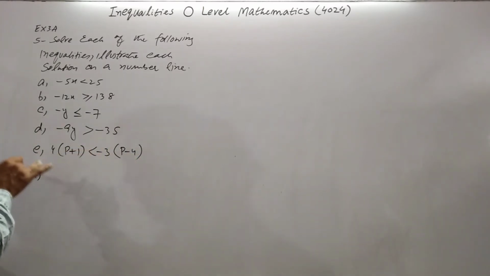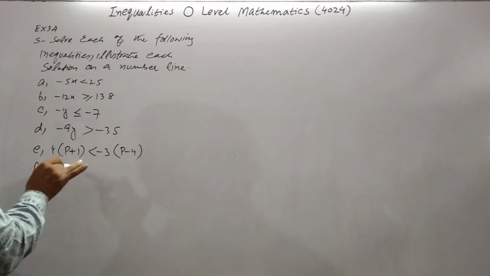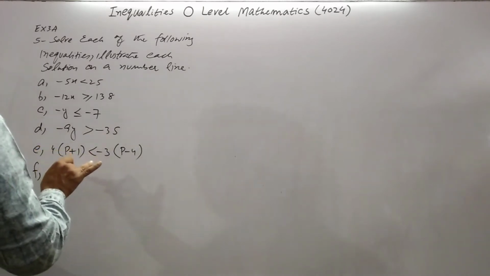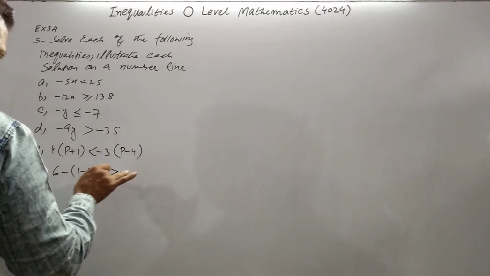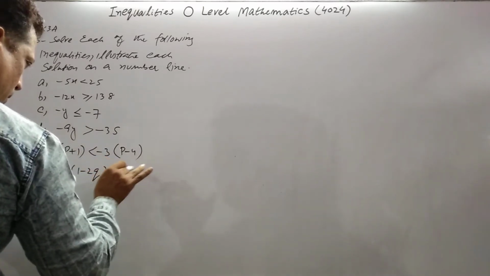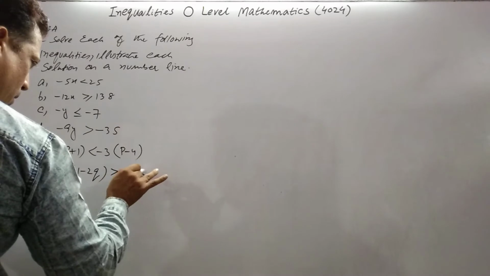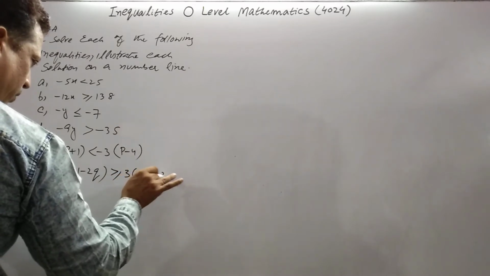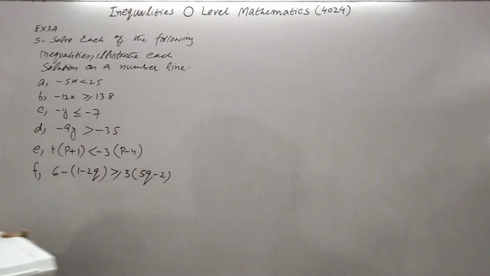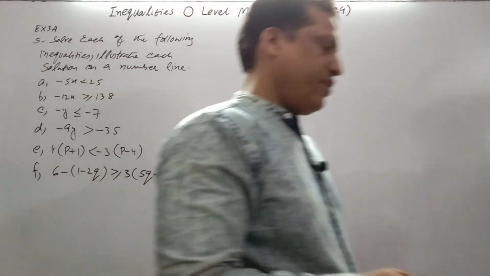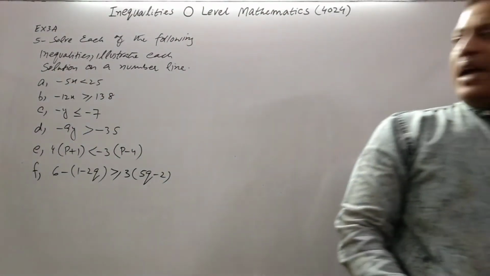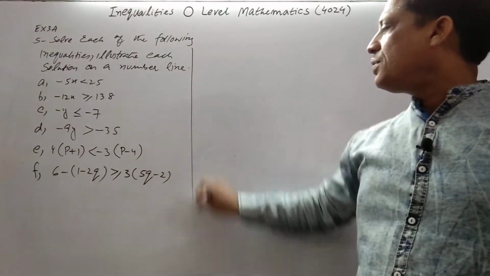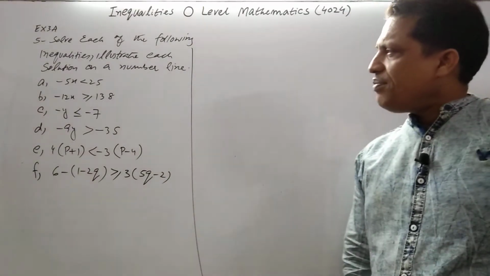And the last part F is 6 minus 1 minus 2Q greater than or equal to 3 into 5Q minus 2. So this is question number 5. There are a total of 5 parts in this question and I have written all parts. Now see the solutions one by one.